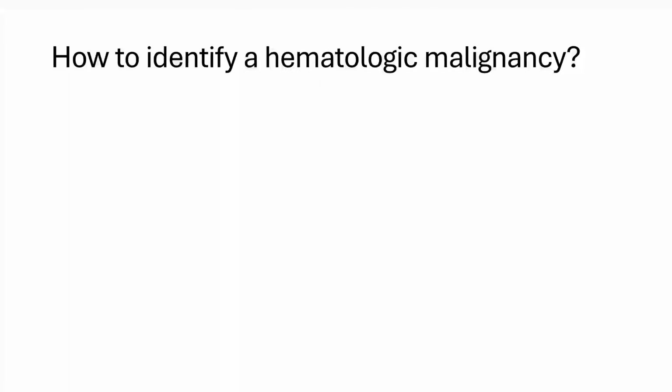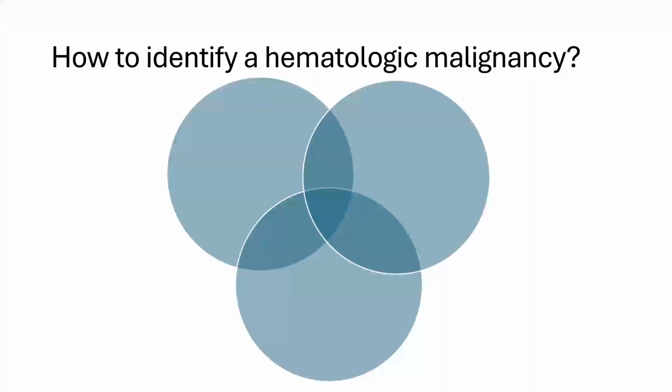We'll again begin with the question, how do you identify a hematologic malignancy? Pause the video and consider. I've noticed that it takes three things to identify a hematologic malignancy. First is an abnormal phenotype. Second is clonality. The third is doing bad things.